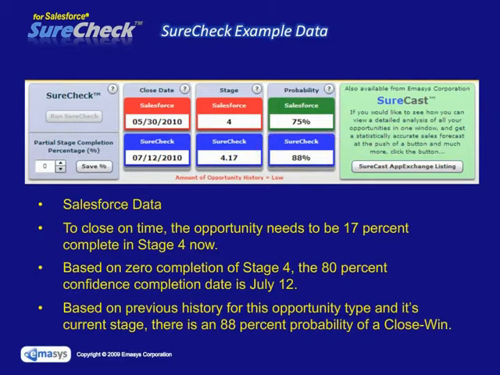And whenever the simulated close date is after the Salesforce close date, the Salesforce close date box will be shown in red. Whenever the Salesforce stage progress is less than the required stage progress, the Salesforce stage box will be shown in red. If the SureCheck projected probability of completion is equal to or greater than the Salesforce probability of completion, the Salesforce probability is shown in green.